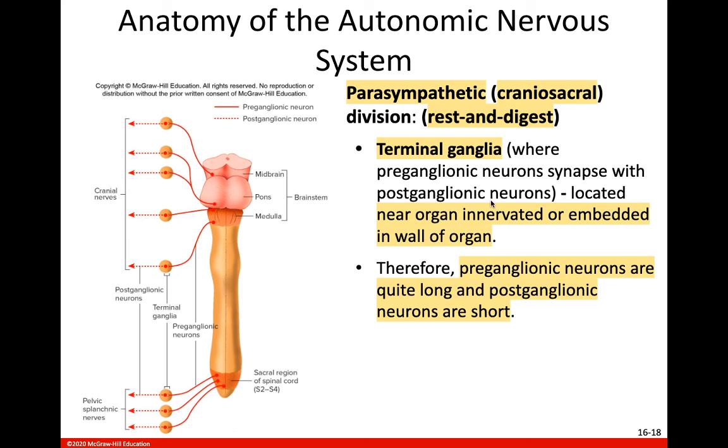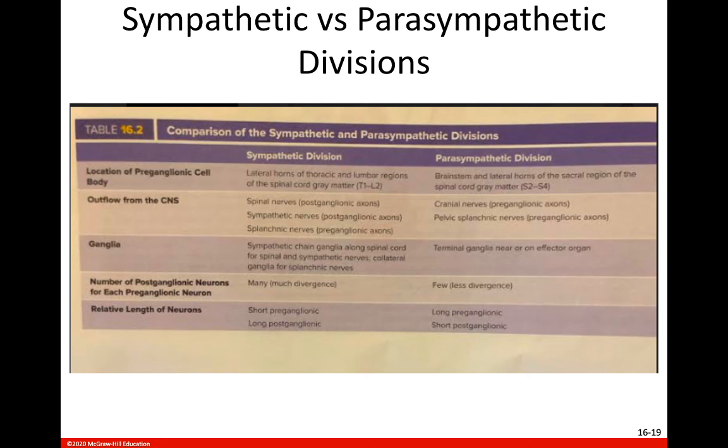So what we see then is just the opposite of the sympathetic. Remember, with the sympathetic, because the ganglia were right there next to or in front of the spinal cord, the preganglionic neurons were very short and the postganglionic neurons were very long. Well, with our parasympathetic, it's just the opposite because these terminal ganglia are so far away from the spinal cord. The terminal ganglia are right next to or within the effector organ. We see that the preganglionic neurons have to be very long to get to those terminal ganglia. And then the postganglionic neurons are really short because that ganglion is right there next to the organ that's being innervated, right next to that effector organ. And so the postganglionic neuron is going to be really short.